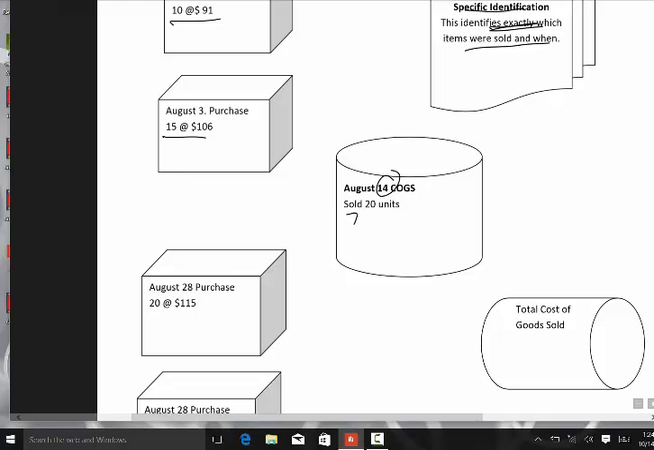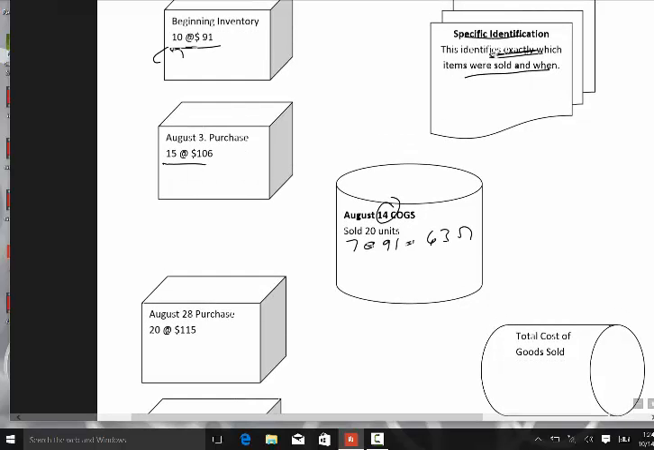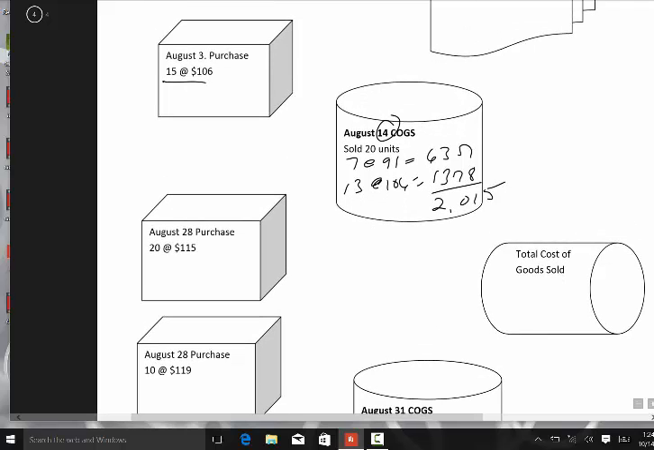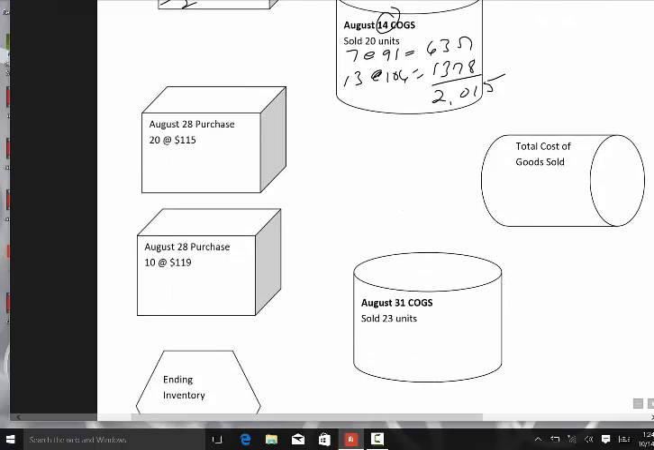So let's say that out of the 20, 7 were from that beginning inventory that cost us $91, and that leaves us 3 in that inventory, and that the remaining 13 came from the August 3rd purchase that cost us $106. And so my total cost of goods sold for that sale is $2,015. And that leaves me 2 units left in ending inventory from that August 3rd purchase.